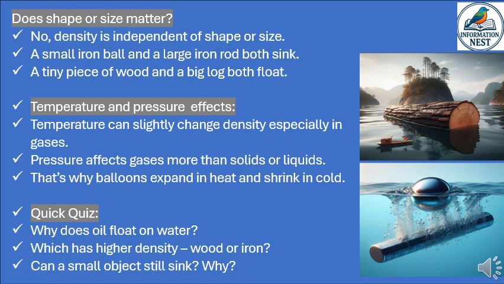And a little recap quiz. Why does oil float on water? Because oil is less dense than water. Which has higher density, wood or iron? Iron does. That's why it sinks. Can a small object still sink? Absolutely, if it is made of a dense material like iron.